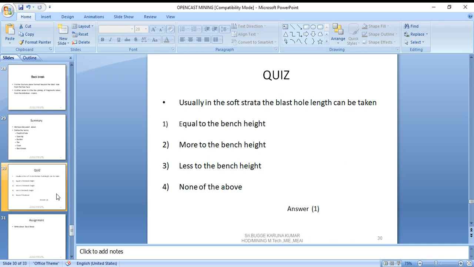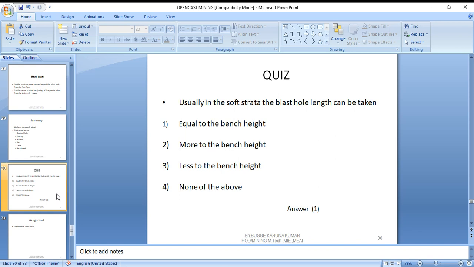Usually, in soft strata, the blast hole length can be taken equal to the bench height, more than the bench height, less than the bench height, or none of the above. So the answer is: equal to the bench height. Usually in softer strata the blast hole length can be taken equal to the bench height.